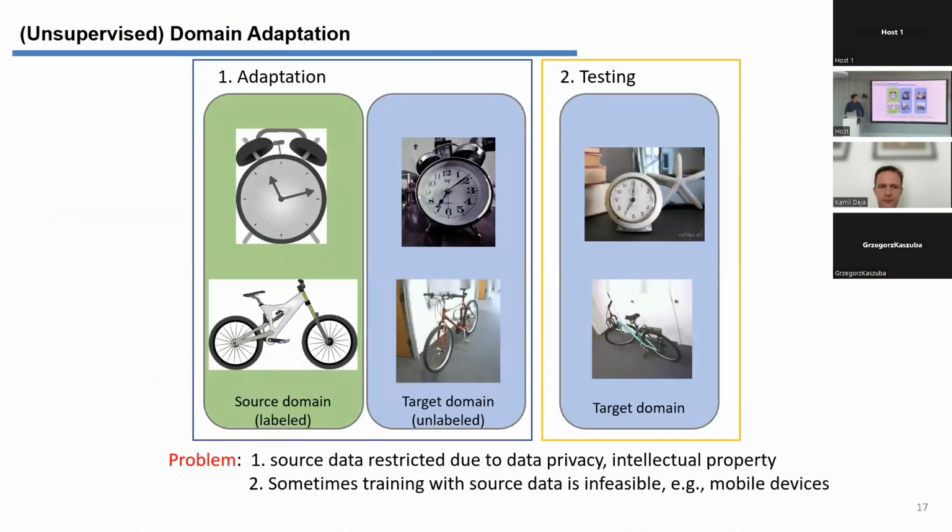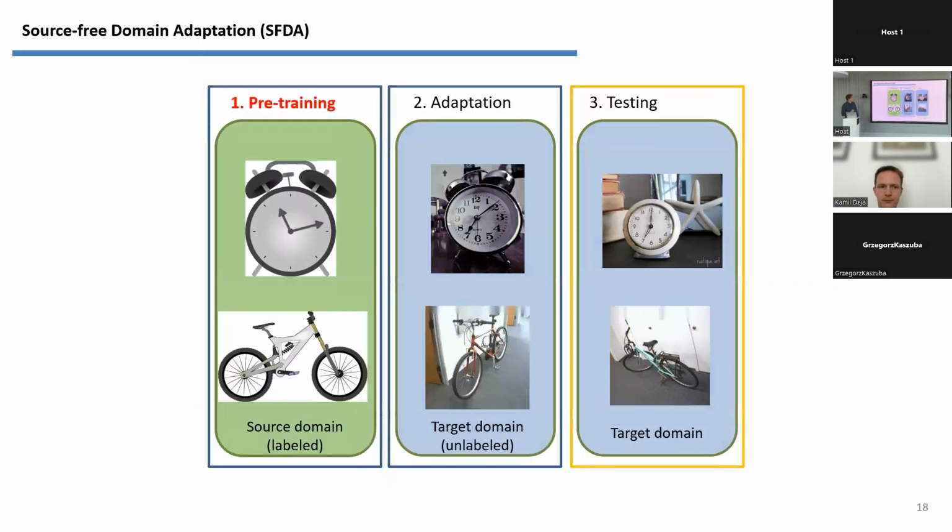So typical domain adaptation is this setting. You have the source data, the target data, and you test on the target domain. So again, you don't care about the source domain. In this source-free domain adaptation, you have source domain data, you do pre-training of your network on it. Then this network goes to the adaptation phase where you only have access to target data. And then you still test on the target domain.